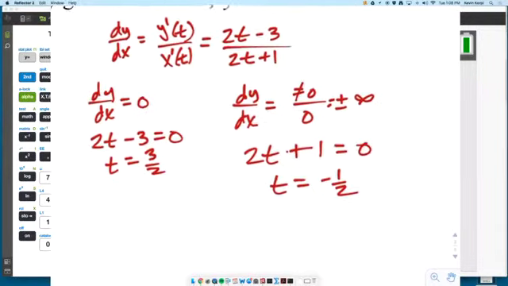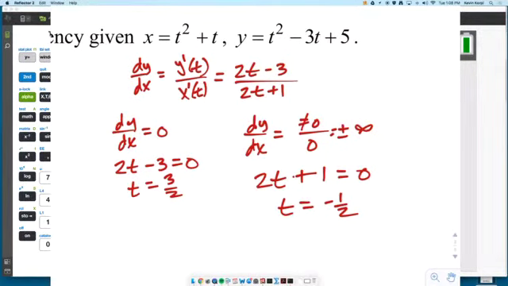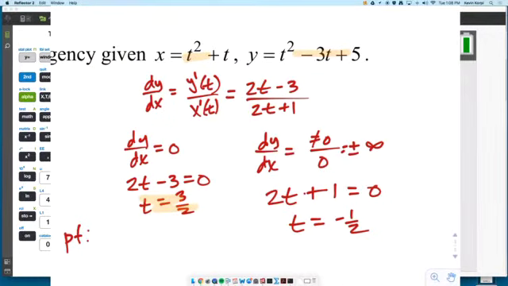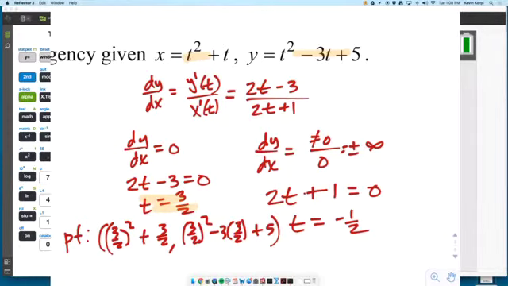Once you have your t values for each, how would you go about finding the actual coordinates? Yeah, you would plug these right back in up here. I won't do it for both, but in this case, the horizontal tangency point would be at (3/2)^2 + 3/2, comma, (3/2)^2 - 3(3/2) + 5. You just plug them back into your original x and y. That's not going to be a really pretty number, but that would be the x and y coordinate on the coordinate plane.